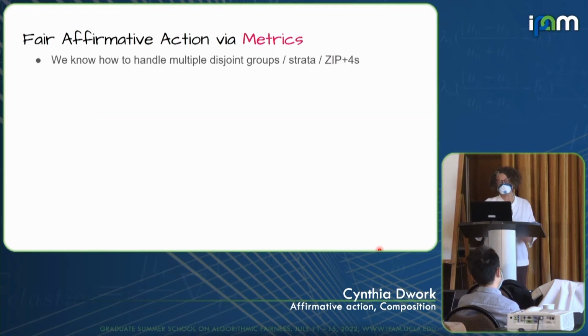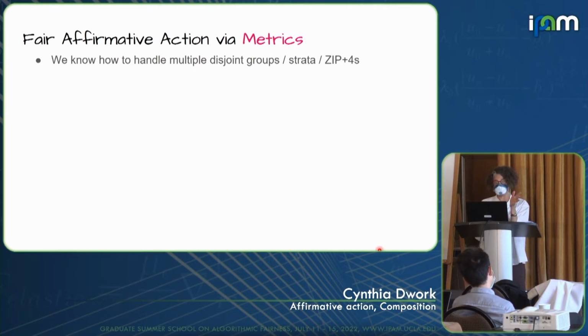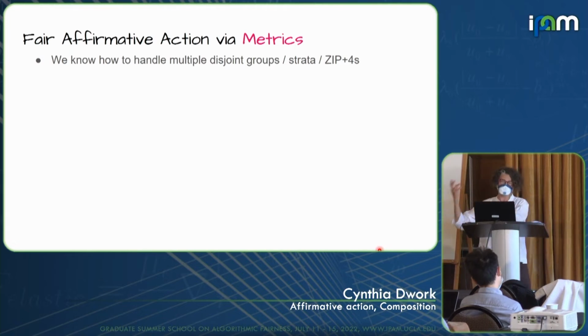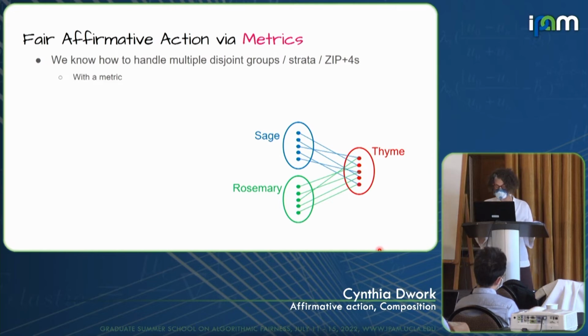Okay, so that was a discussion about affirmative action with one minority group using metrics. And we can handle multiple disjoint minority groups using the same approach. If you split your sets according to social strata and zip codes and things like that so that we actually get disjoint sets, you can apply the same algorithms to each of them independently, and it's not a problem.